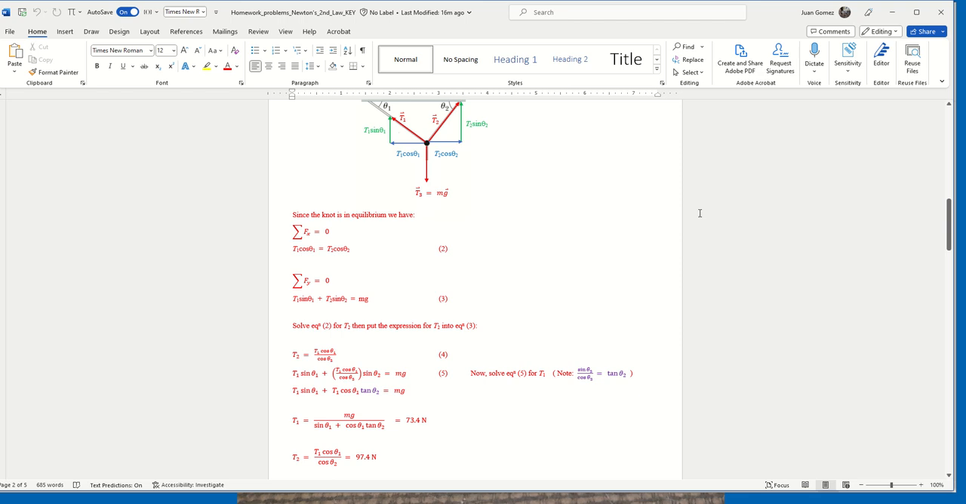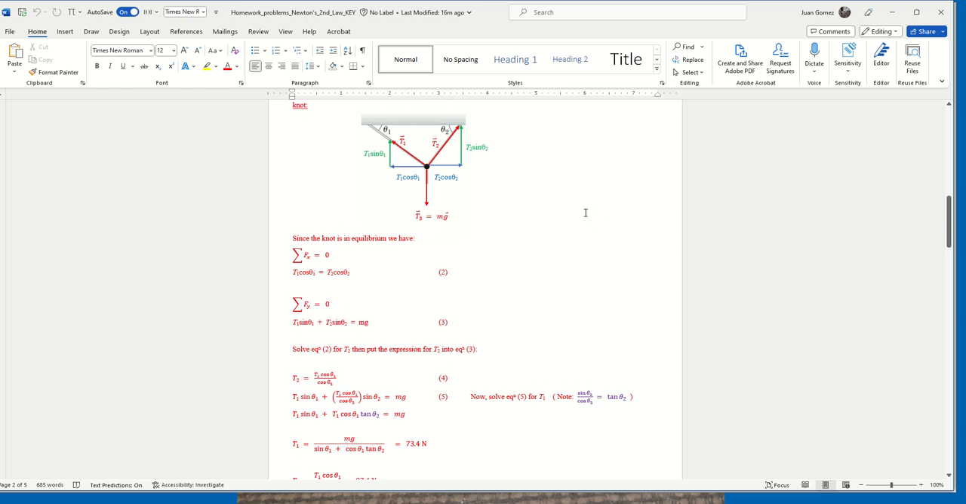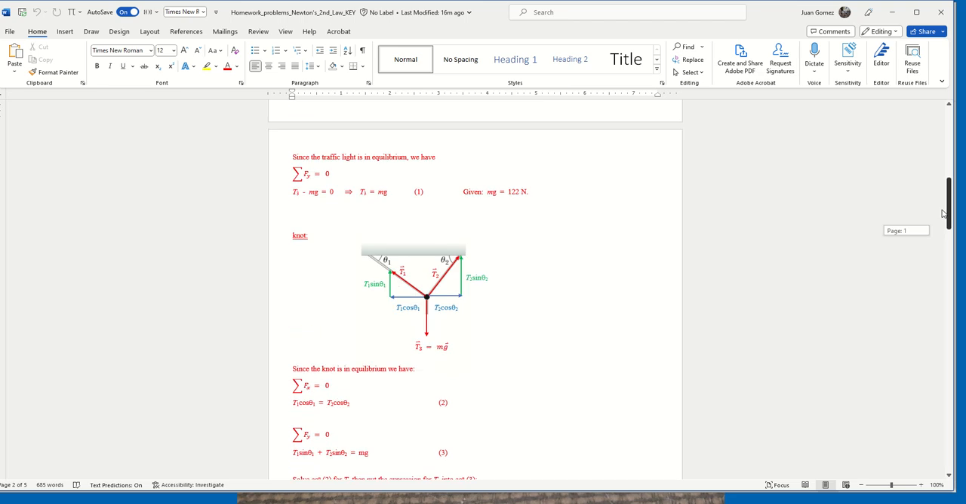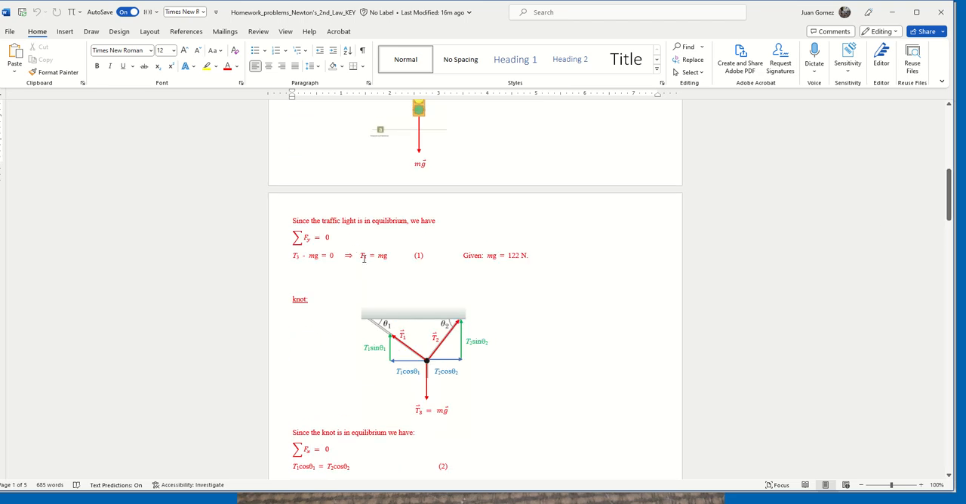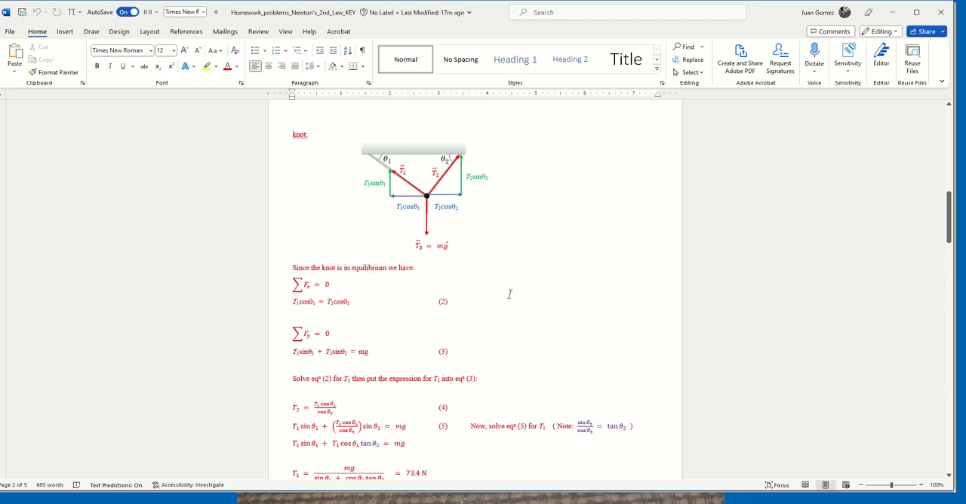Well, now remember, the knot is also in equilibrium. So to make a long story short, because it's in equilibrium, the two forces in the x direction, one's negative, one's positive, have to equal each other. So we know right away that T1 cosine theta 1 equals T2 cosine theta 2. Oh, and let me just go back. Right here, when I have T3 equals mg, that's equation 1. See that I'm numbering, that's equation 1. Now here, when I get T1 cosine theta 1 equals T2 cosine theta 2, that's equation 2.